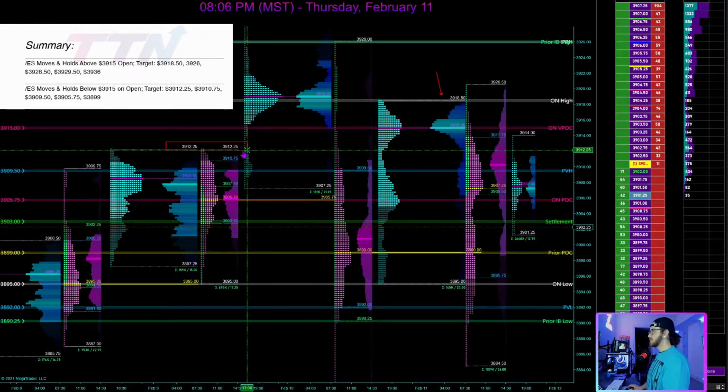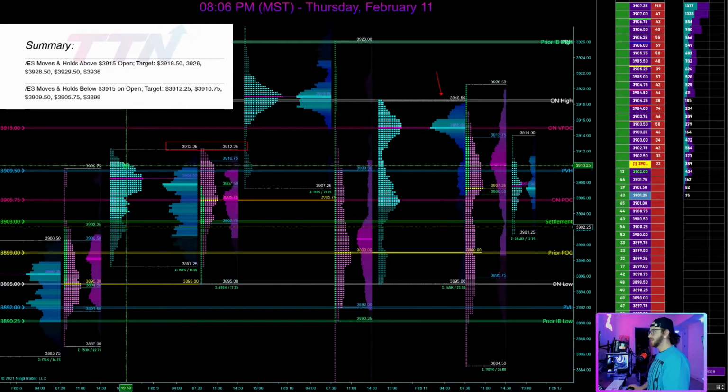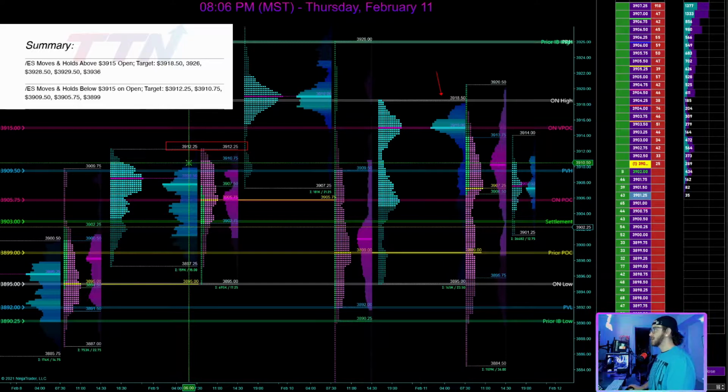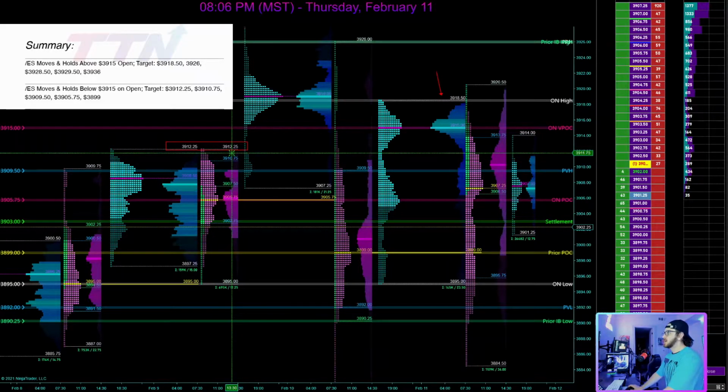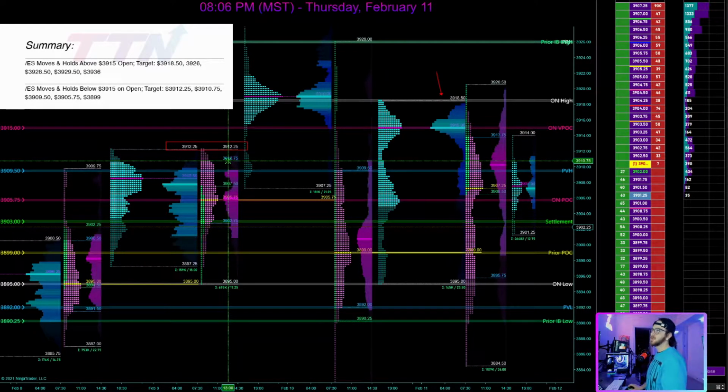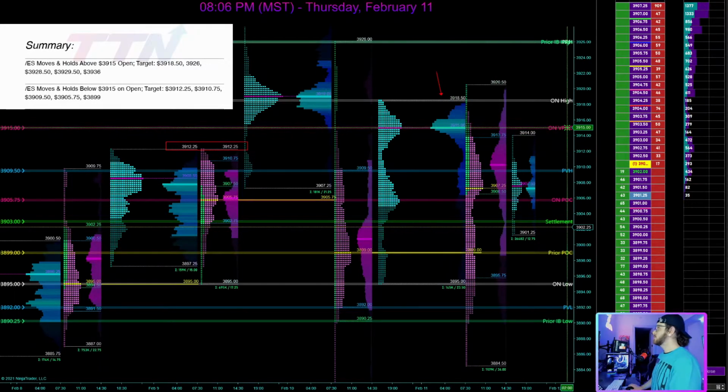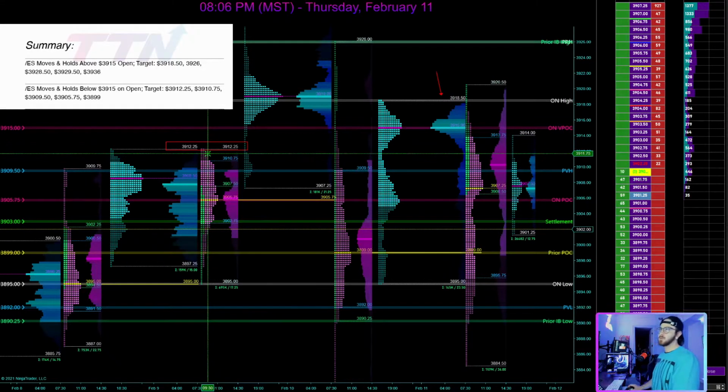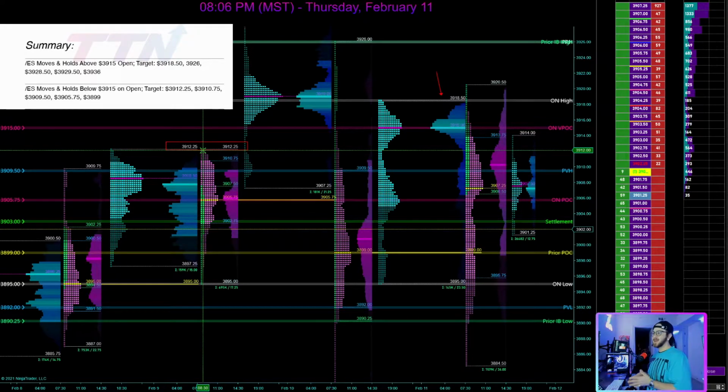I'm going to draw a box around both these spots. So overnight high from February 8th into February 9th session, and also range high from the February 9th regular trading hour session. So I like that level quite a bit. Once we broke 15 to the downside, that was target number 1. Target number 2 was 39.1075.